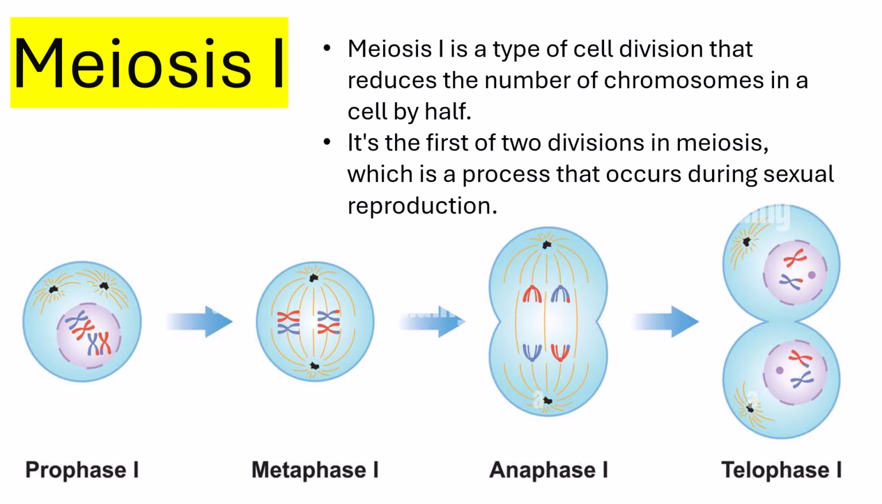So meiosis I is a type of cell division that reduces the number of chromosomes in a cell by half, right? So this is just half. It's the first of the 2 divisions in meiosis, which is a process that occurs during sexual reproduction, right?